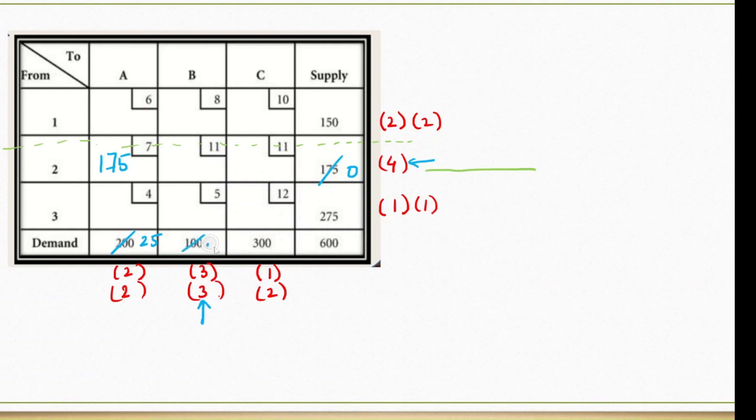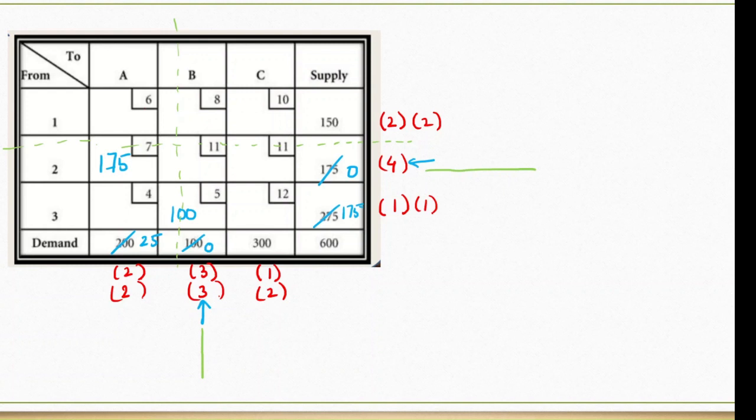Minimum is the demand 100, so I'll be allocating 100 here. This becomes 0, so this is now 175. Now the same procedure, I can't allocate anything here, so I'll be just deleting this particular row, or you can add a dash like this. This simplifies that you cannot count any more penalty, and this particular row or column is gone.